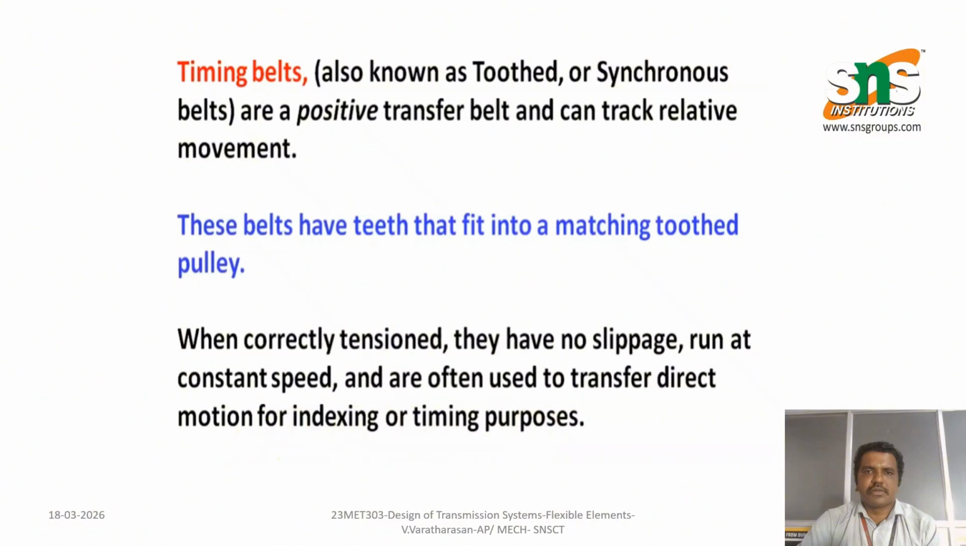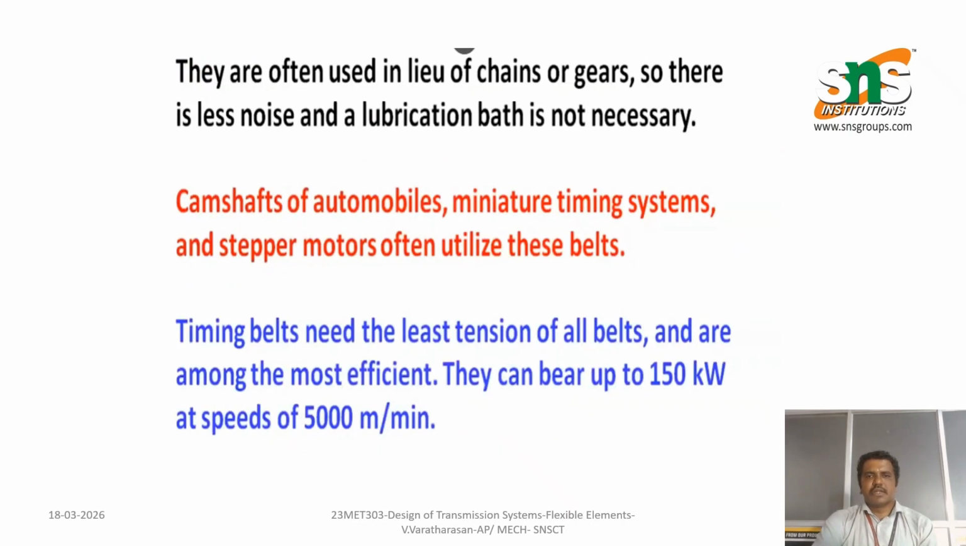The timing belt is also known as the toothed or synchronous belt, and is a positive transfer belt that can track relative movement. These belts have teeth that fit into a matching toothed pulley. When correctly tensioned, they have no slippage, run at constant speed, and are often used to transfer direct motion for indexing or timing purposes. They are often used in place of chains or gears, so there is less noise and a lubrication bath is not necessary. Camshafts of automobiles, miniature timing systems and stepper motors often utilize these belts.